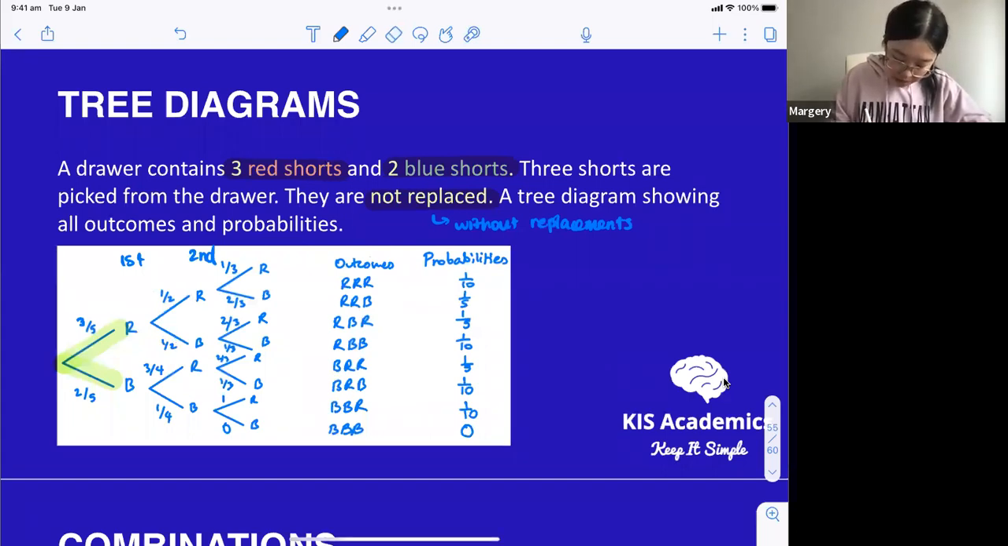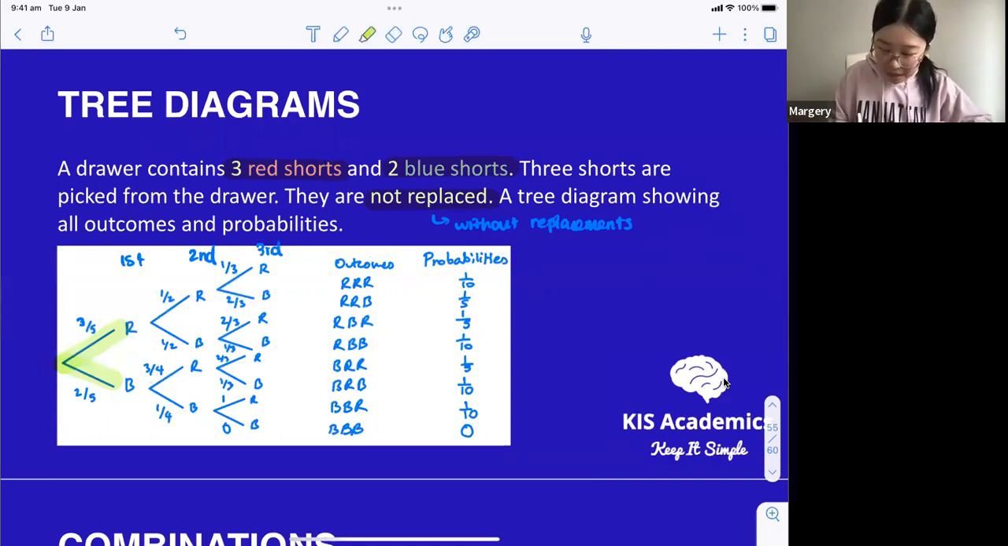And of course, the other branch would be 1/2 as well, because they add up to 1. Similarly, for this over here, I've picked out a blue shorts, so I've only got 1 blue shorts left and a total of 4 shorts remaining. So this would be 1/4 and 3/4. We do the same thing for our third selection as well, so I won't go through that just because of time. Because we're picking 3 shorts, we would draw this diagram for 3 different selections.